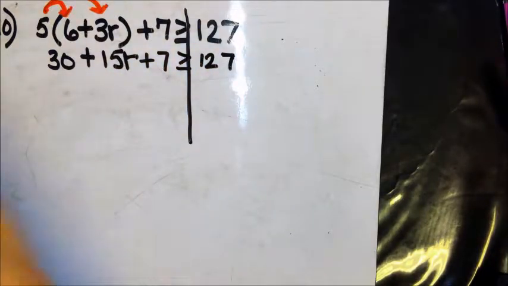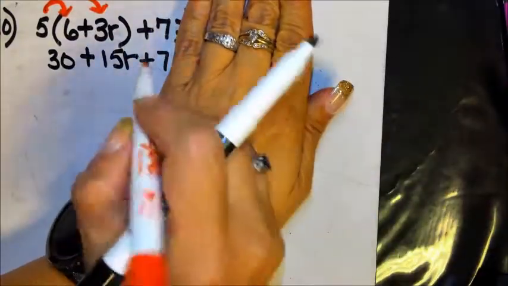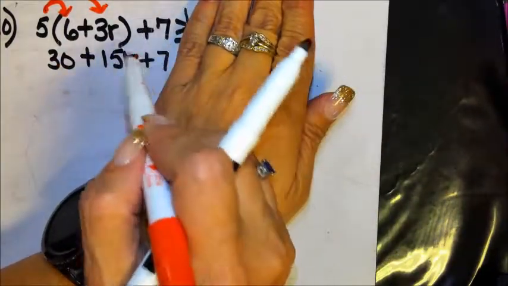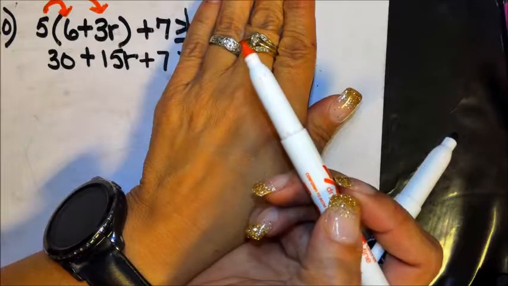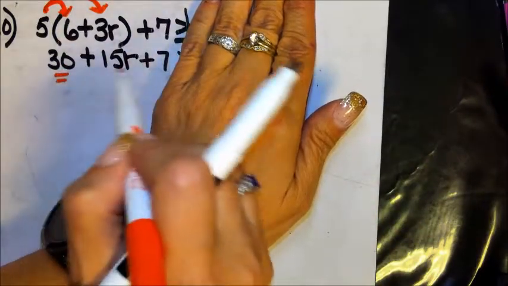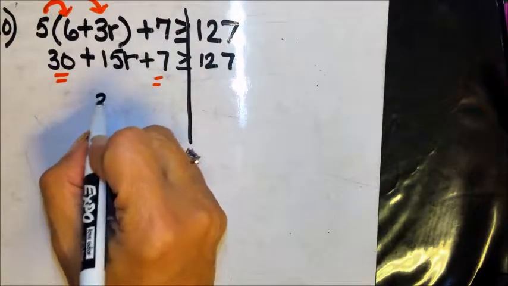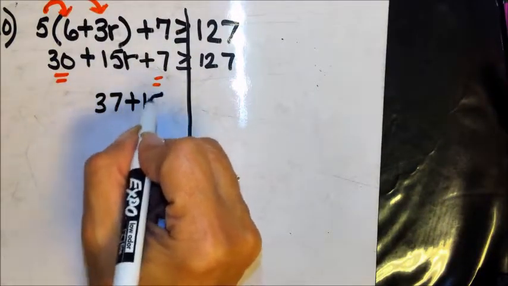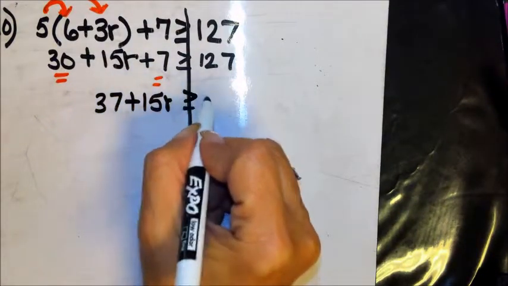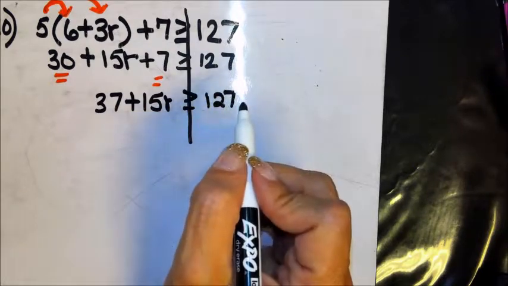I'm going to look, and on the left side I see that I have 3 terms. If I have 3 terms, I can probably put something together. I can put 30 and 7 together. So that's going to give me 37 plus 15r greater than or equal to 127.